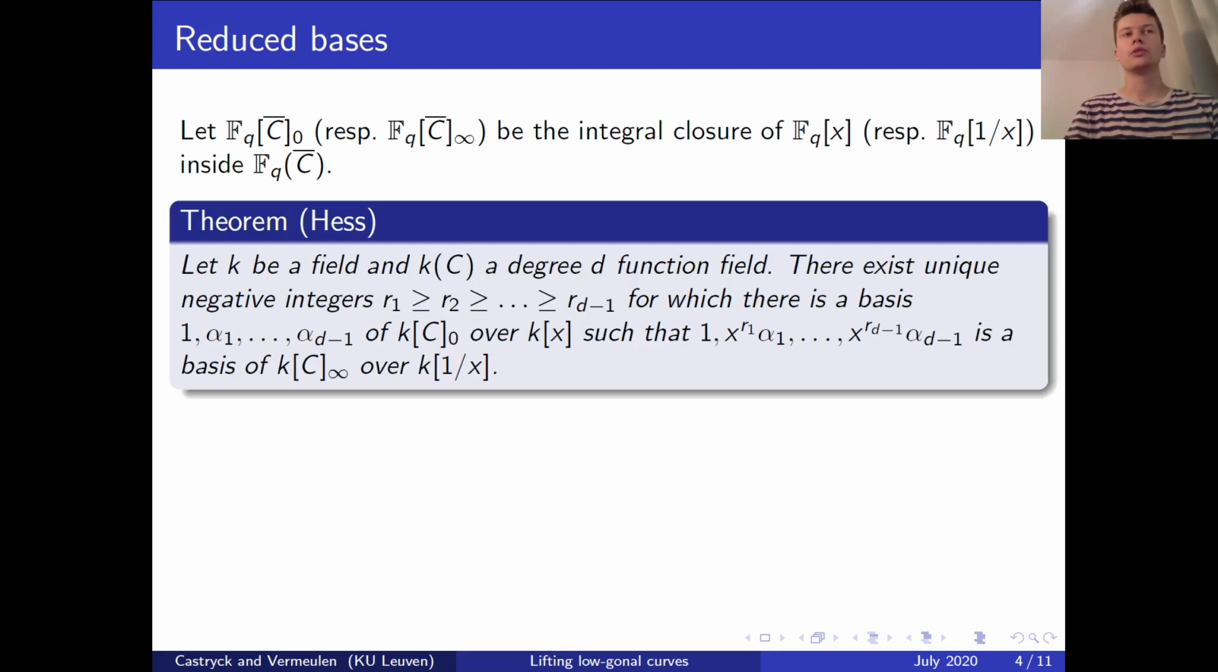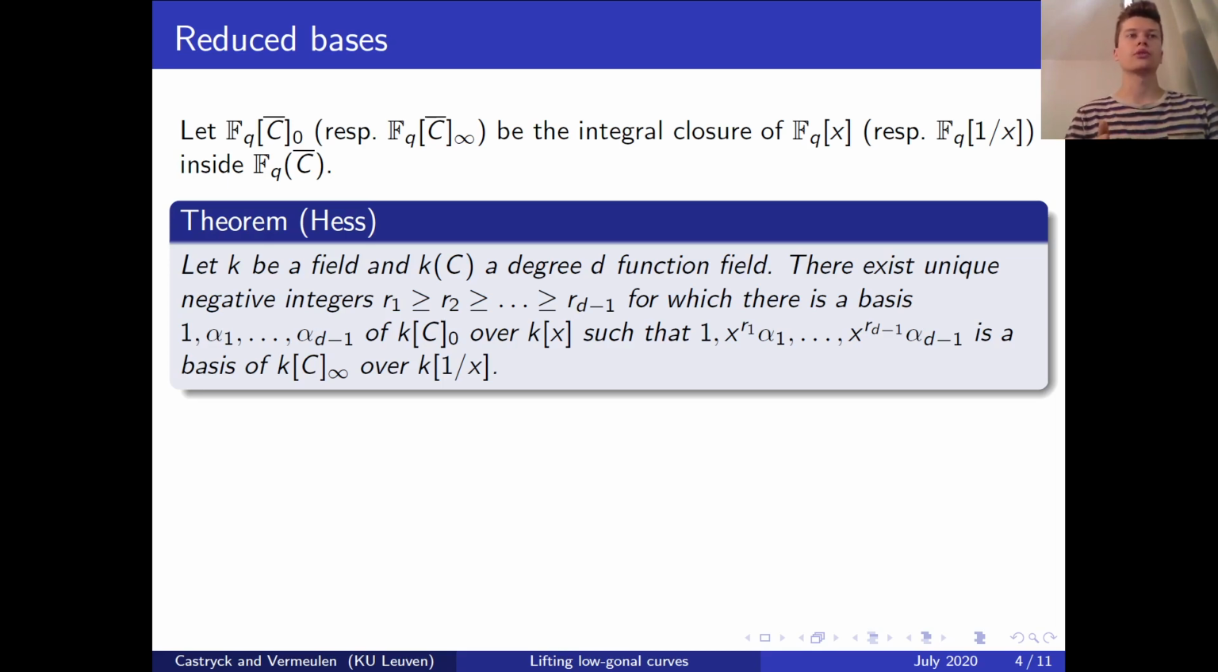This theorem works over any field, so let K be a field and K(C) a degree d function field. Then there exist unique negative integers r1 up to r_{d-1}, together with a basis 1, alpha 1 up to alpha_{d-1} of this ring K[C_0] over K[x] as a module, such that if you want to find a basis over infinity, you just have to multiply by a diagonal matrix with entries x to the power r_i.